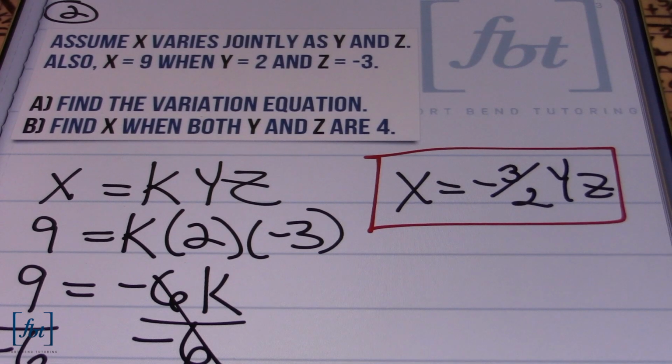Part B, find x when both y and z are 4. So both y and z will be 4. I'll be plugging that in, and then we'll simplify the equation in order to solve for x. Let's get to doing that.